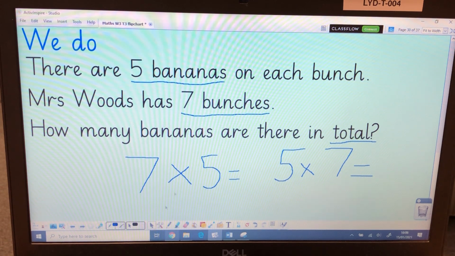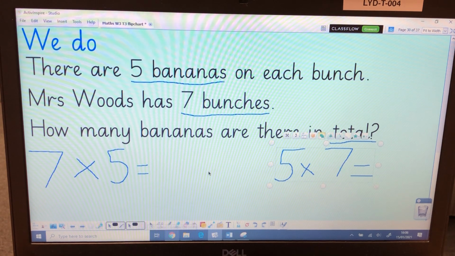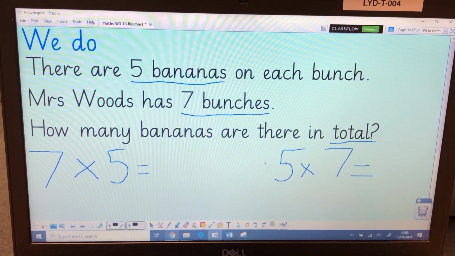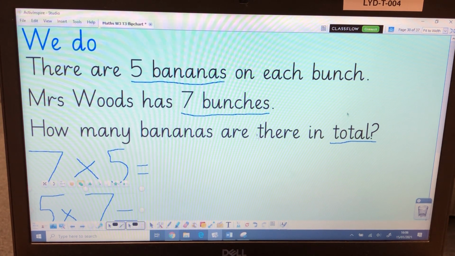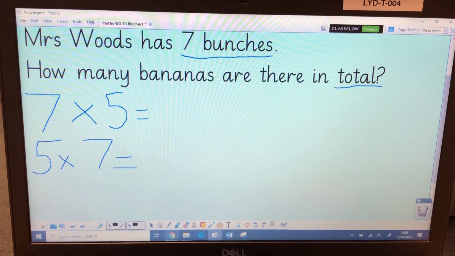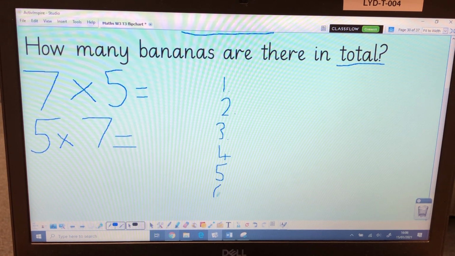So I'm going to move my numbers over here, and we can draw the array to help us. Let's scroll the screen down a little bit, and let's find out what the array is. So let's do this together. Let's take 7 times 5. The first number tells me how many groups. So we know that there are 7 groups. 1, 2, 3, 4, 5, 6, 7.